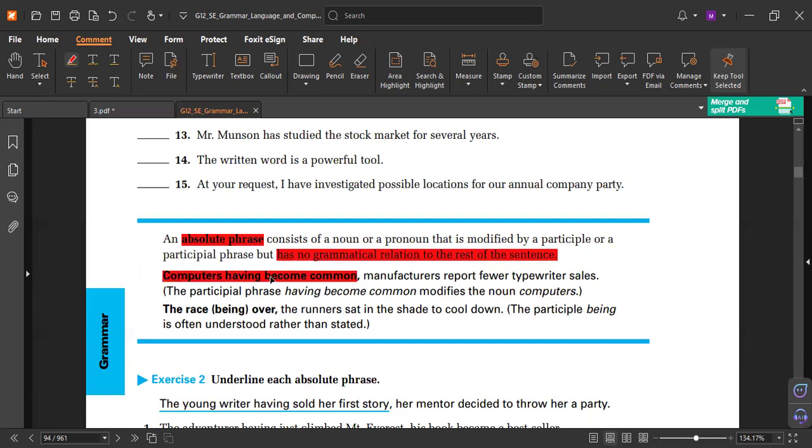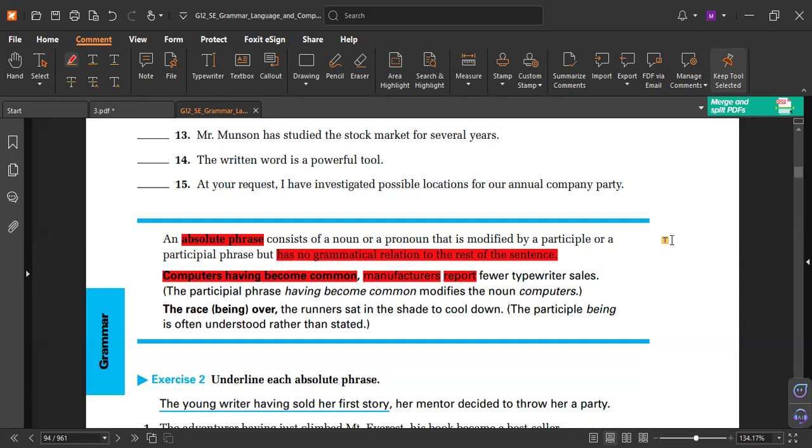This has no relation. Look, subject, verb. All right, but what is important about this phrase is just to add information like that. After computers have become common, manufacturers report fewer typewriter sales. Yes or no? Because computers make it easy, so why need a typewriter? Did you catch it? Yeah.